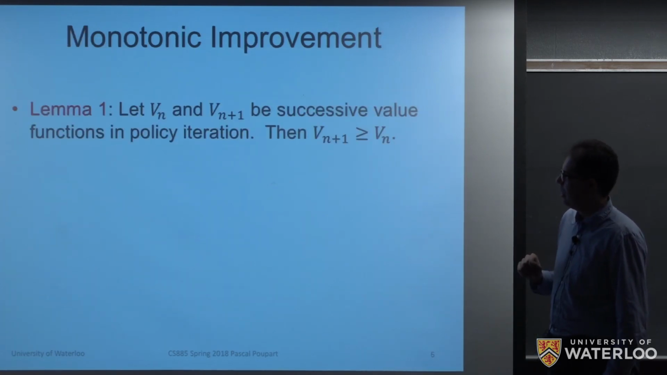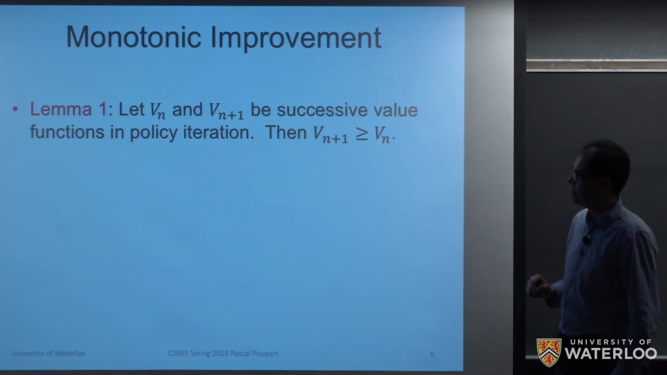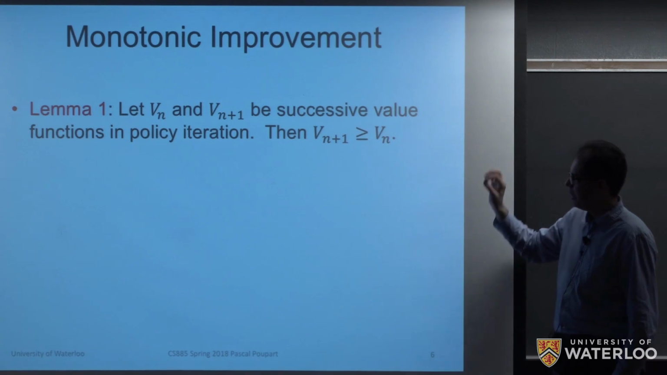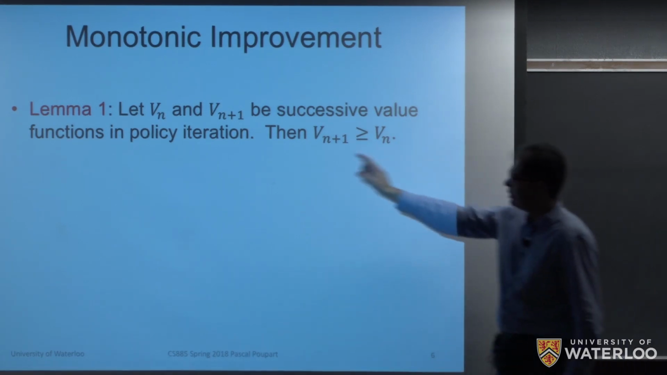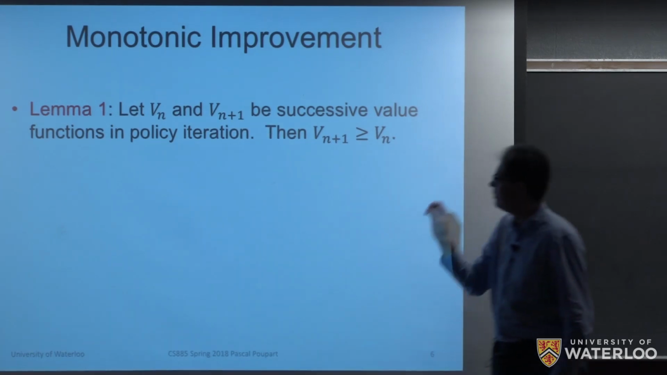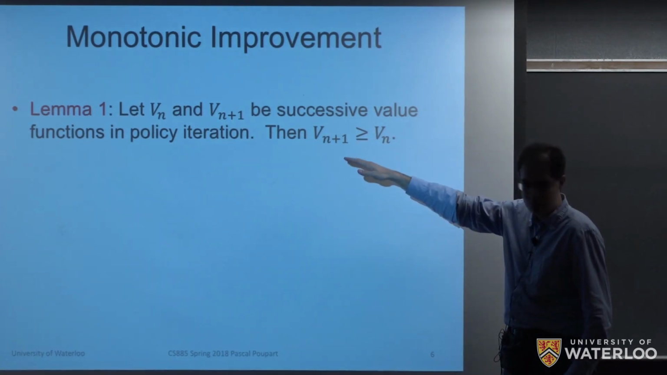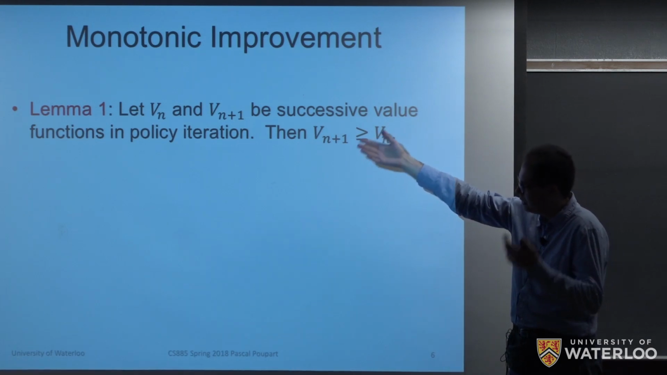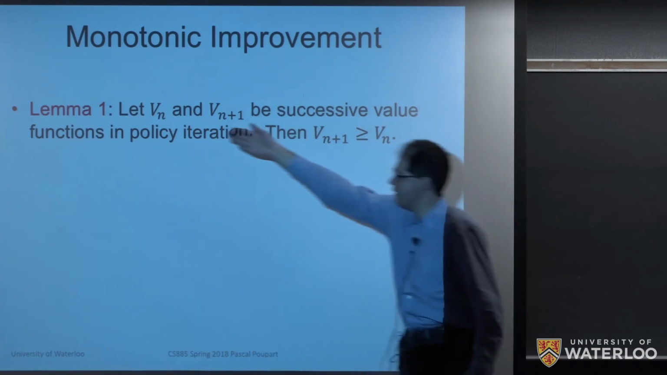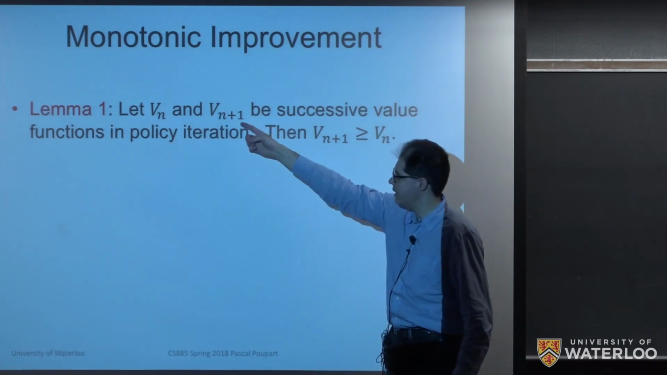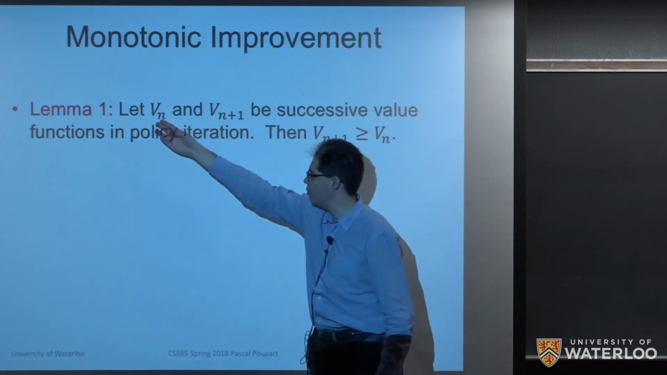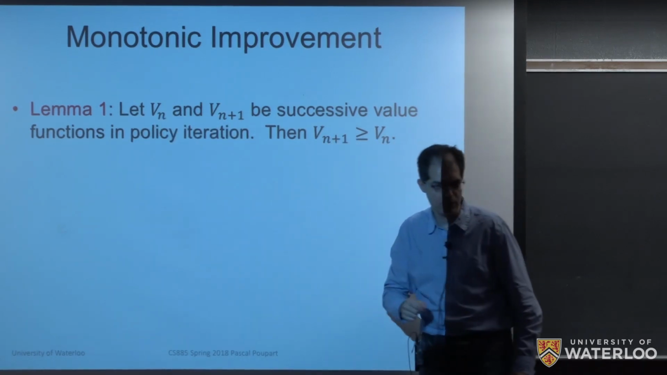Okay, so now let's talk about the properties of the algorithm. I've got here a first lemma where I'm going to let Vn and Vn plus 1 be two successive estimates of the value function for different policies. So here I've got a policy at time step n, another policy at time step n plus 1, and then their corresponding value functions, which I'm going to assume are Vn and Vn plus 1.